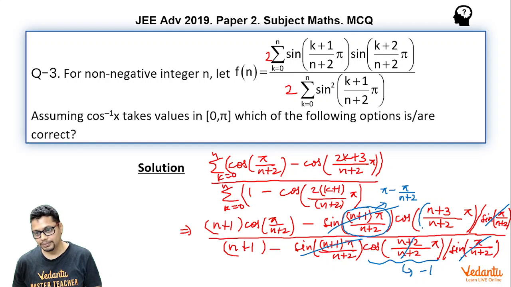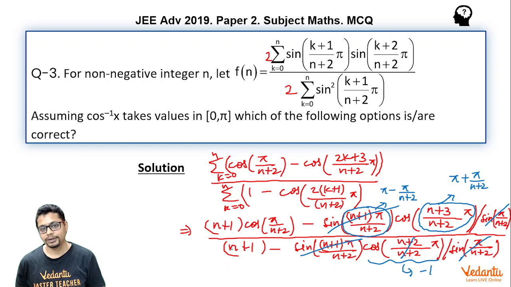And similarly, you may see n plus 3 by n plus 2 pi. N plus 3 you may see as n plus 2 plus 1. So n plus 2 by n plus 2 would become 1. So essentially it becomes 1 times pi plus 1 by n plus 2 times pi, which is pi by n plus 2. Now again, what is cos of pi plus theta? It is minus cos theta.